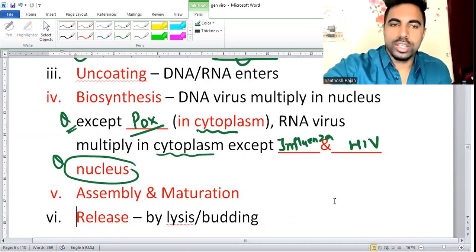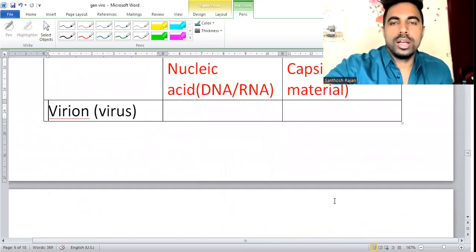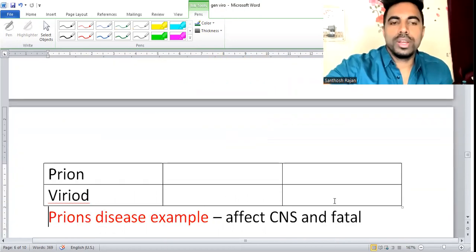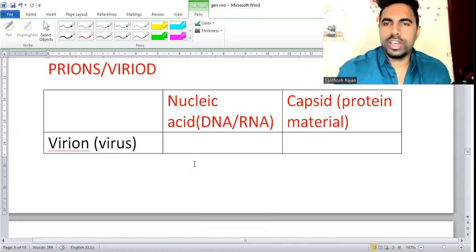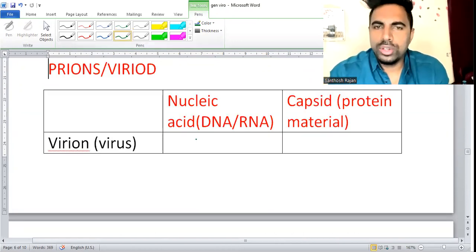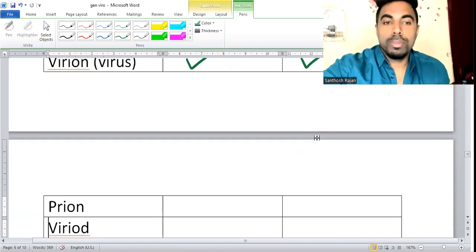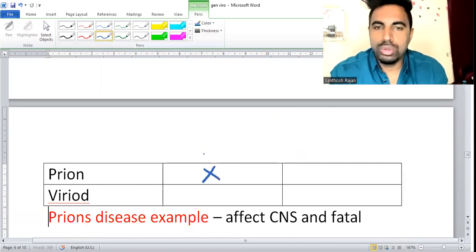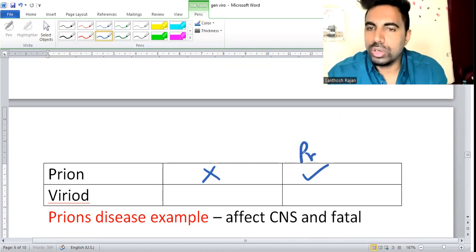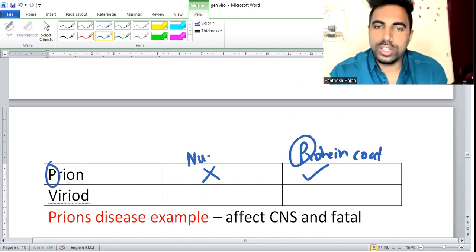Now, assembly and maturation by lysis or budding. There's something called, this word is very important, virions, prions and viroids. First of all, virion means virus. Virus has both nucleic acid and capsid. Both should be there. What about prions? Prions have no nucleic material, only the protein coat. P for prions, P for protein coat. Nucleic acid is not there.